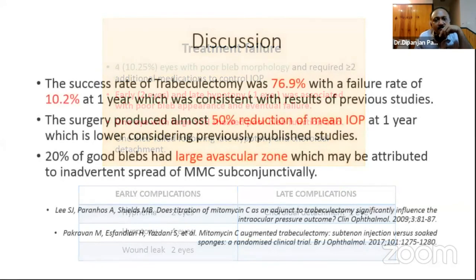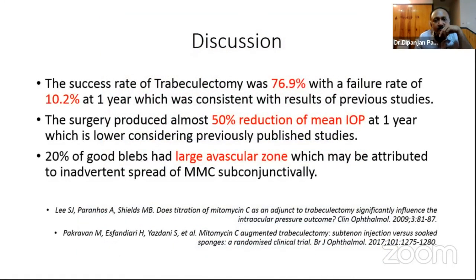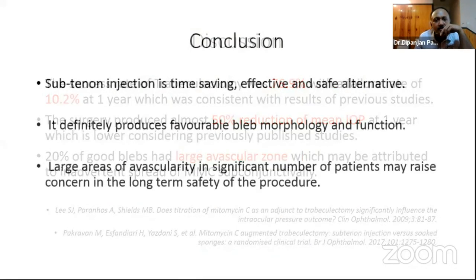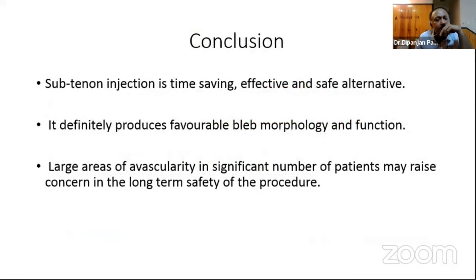To discuss that, the success rate of trabeculectomy was around 77% with a failure rate of 10% at 1 year, which was consistent with results of previous studies. The surgery produced almost 50% reduction of mean intraocular pressure at 1 year, which is lower considering previous published studies. 20% of good blebs had a large avascular zone, which may be attributed to inadvertent spread of mitomycin C subconjunctivally. To conclude, the subtenon injection is a time-saving, effective, and safe alternative, and it definitely produces favorable bleb morphology and function, and a large area of avascularity in a significant number of patients may raise concern in long-term safety of the procedure.